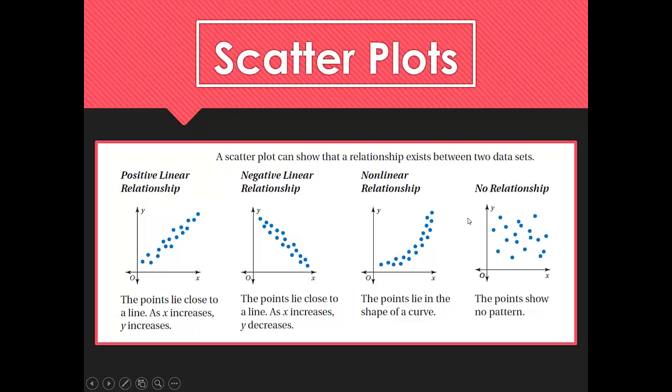And for the last one, there is no relationship. The points show no pattern. We can't draw a line that would go through them. There's not a curve that will go through them. So this one has no relationship.